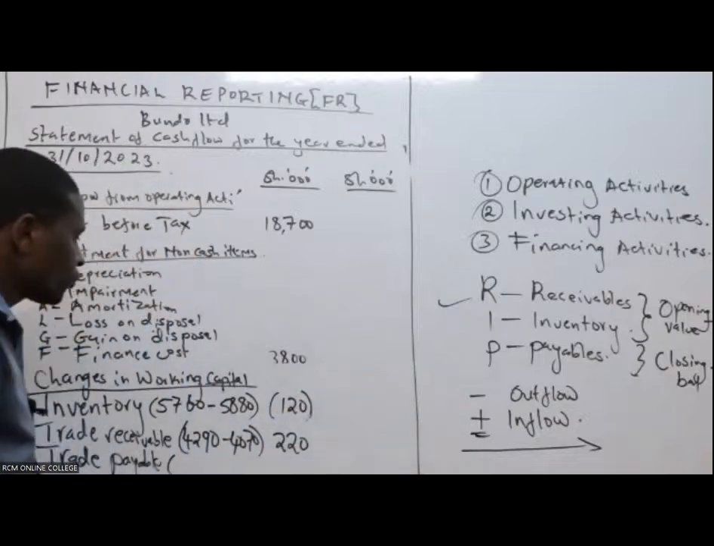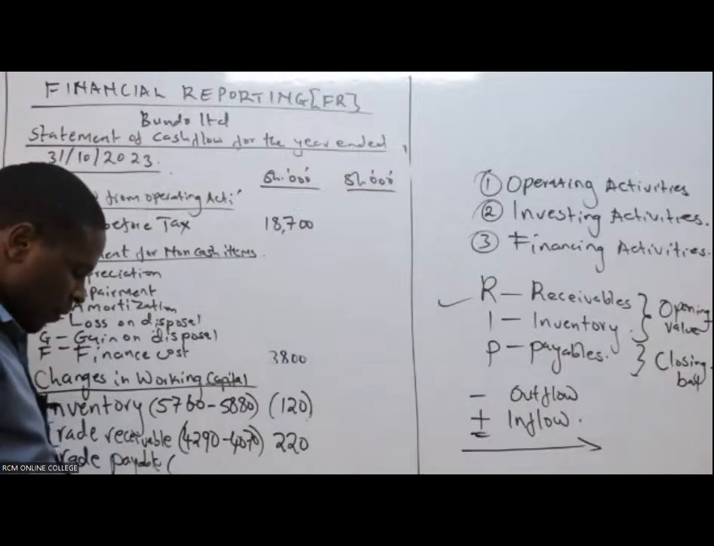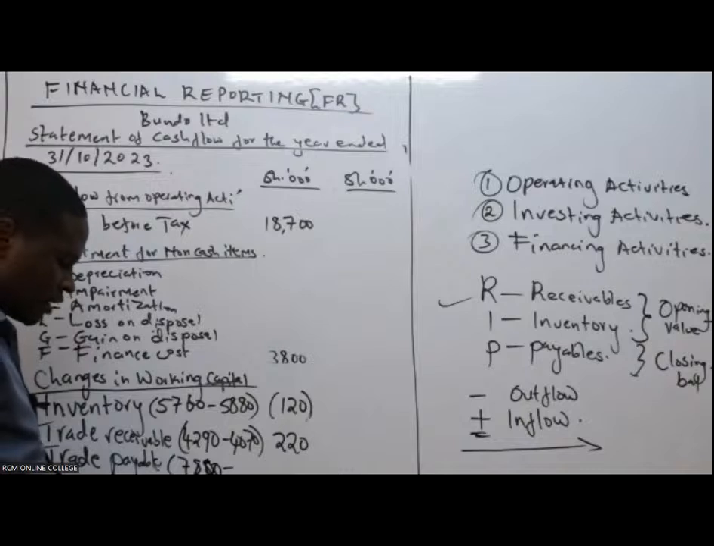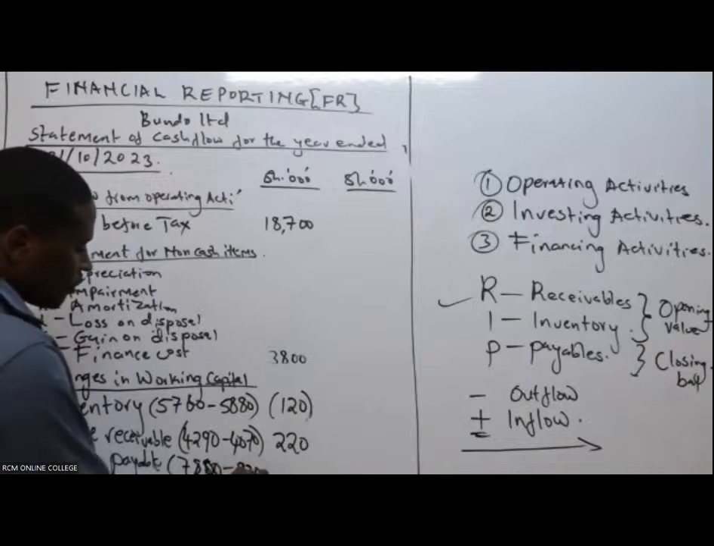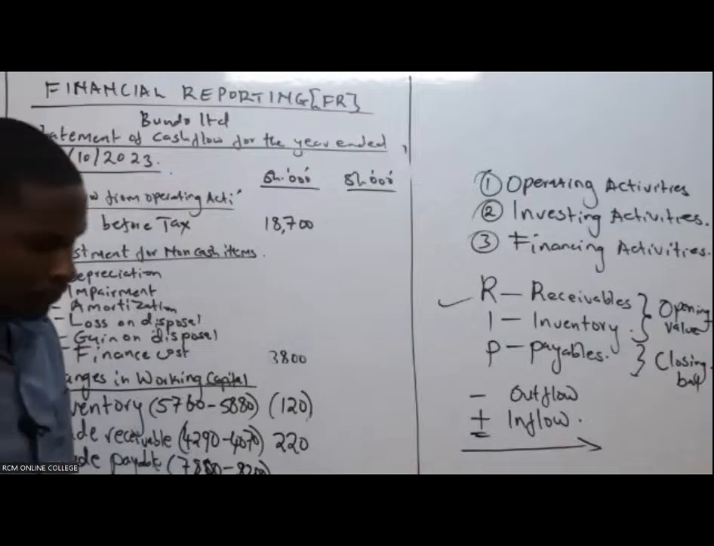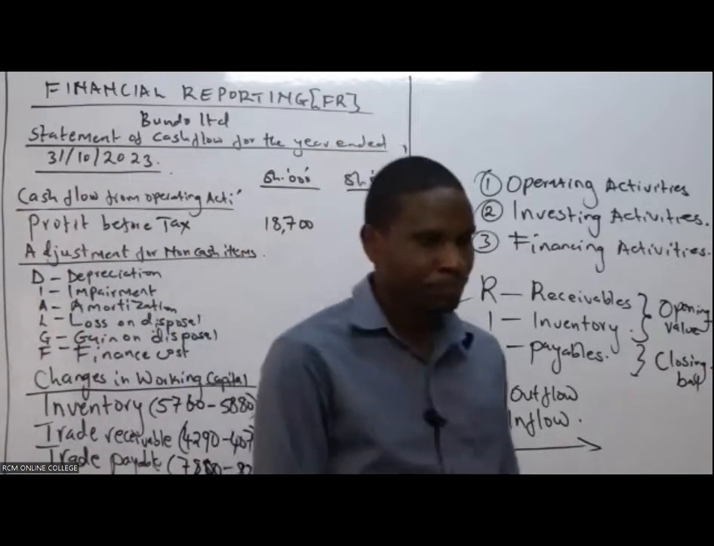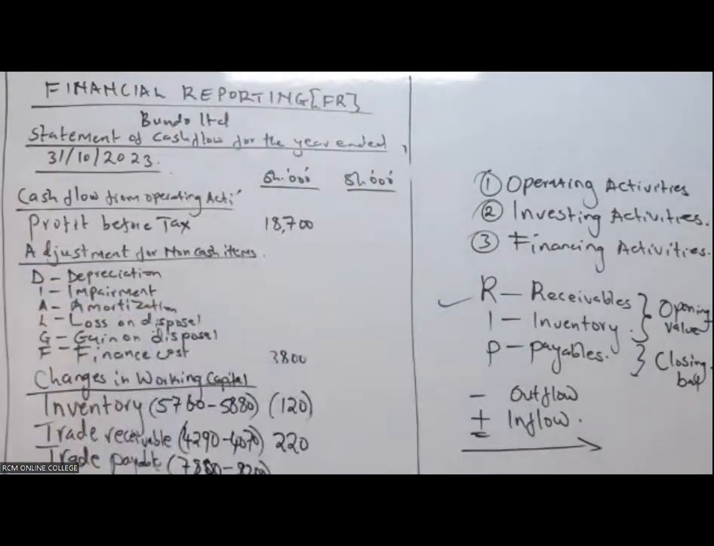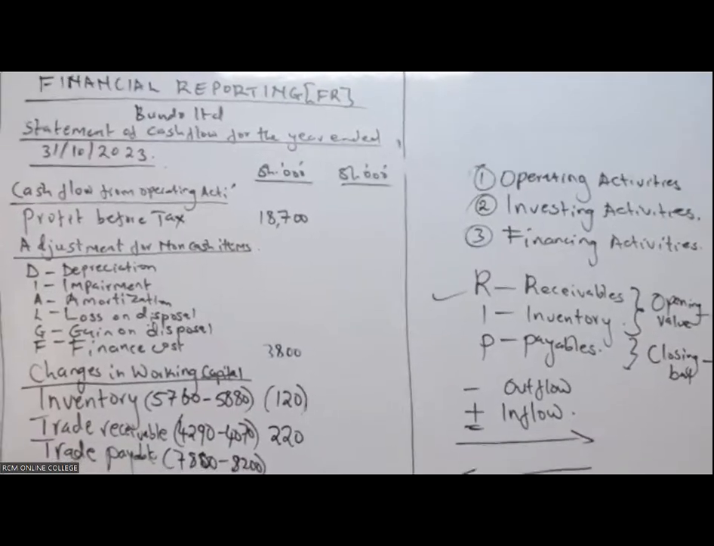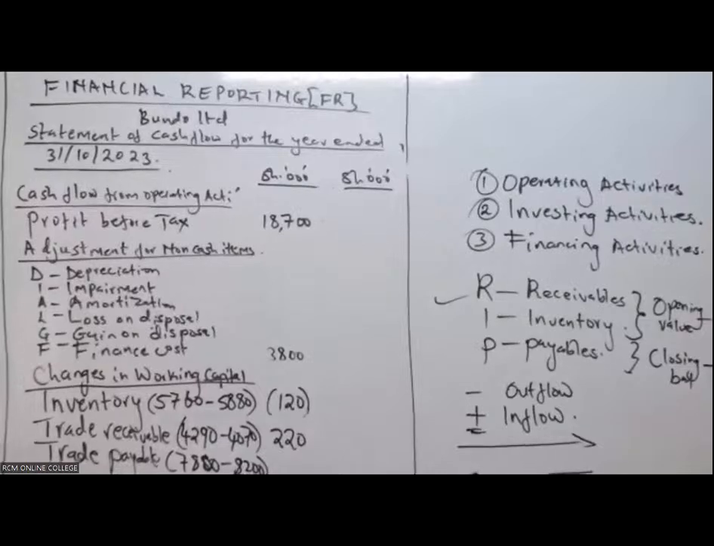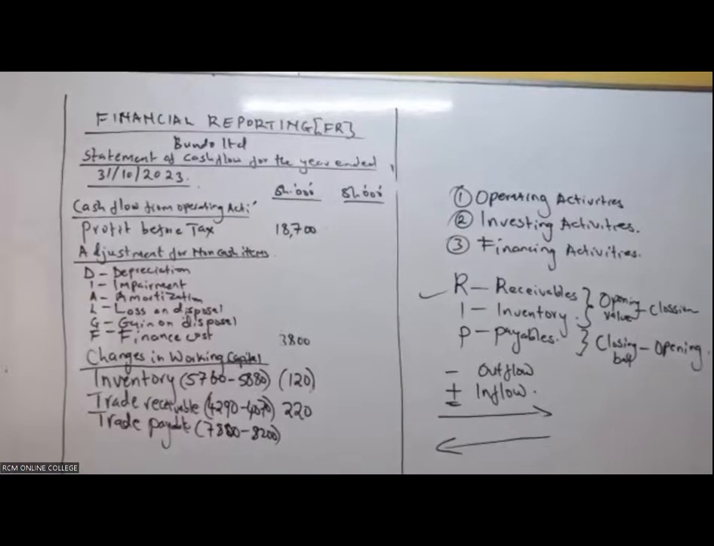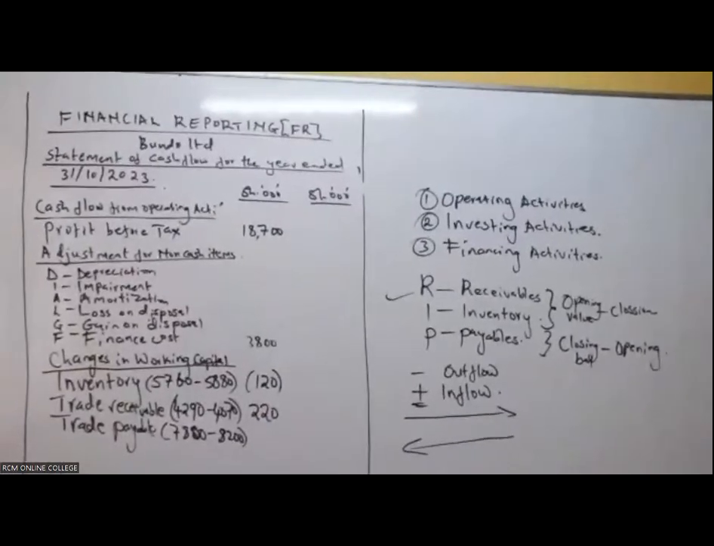So, in this case, we're going to look at the closing balance of our trade payable, which is 7,800. 7,800 minus 8,200. Can you give me the figure, what you get there? What are you going to get? Allow me to adjust my camera kidogo. What are you going to get? Patia hiyo.